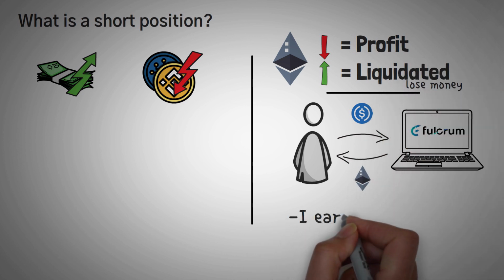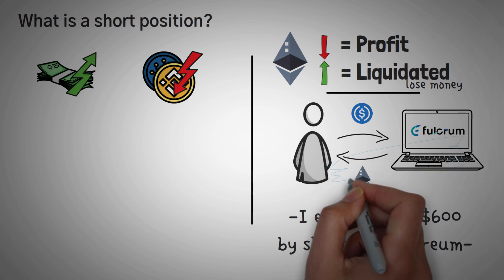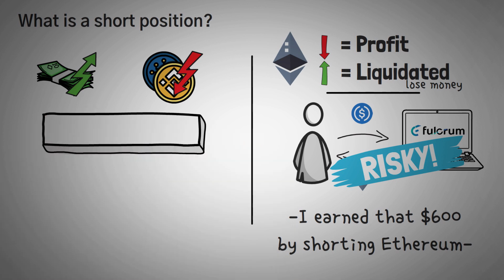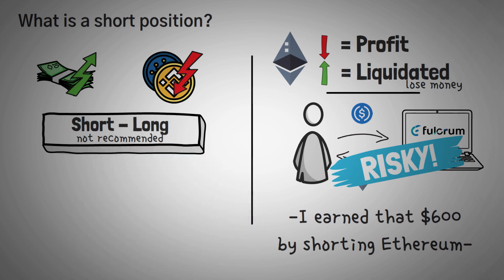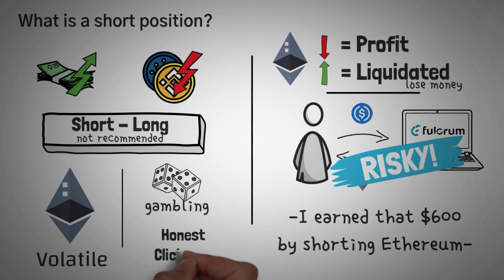That is exactly how I earned $600 by shorting Ethereum. However, I do want to say for the purposes of this video, it was very risky, and now that I'm actually educated on the subject, I have to say I do not recommend shorting or longing any crypto assets such as Ethereum or Bitcoin because they are quite volatile and you're basically gambling. I personally just wanted to share my experience with Fulcrum as a way to get you interested in learning about the protocol. It's probably the best form of clickbait out there.